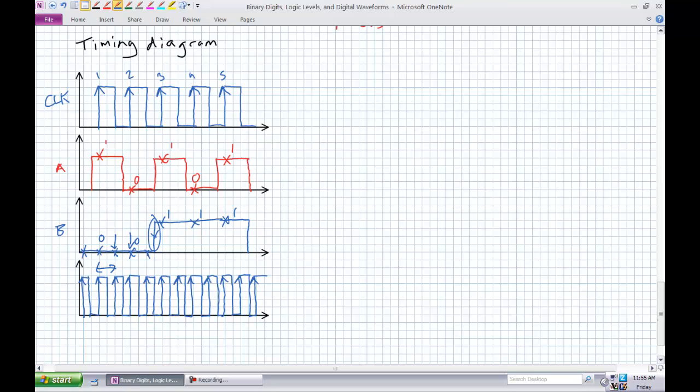We are not always limited to positive edges. We can additionally sample on negative edges. This again becomes more important in sequential circuits, but be aware that there are times to sample on positive edges, or rising edges, versus falling edges, or negative edges.